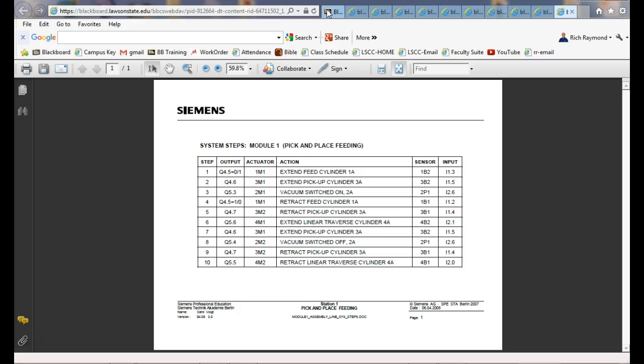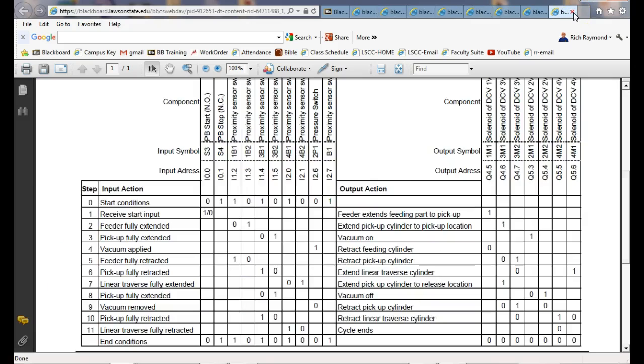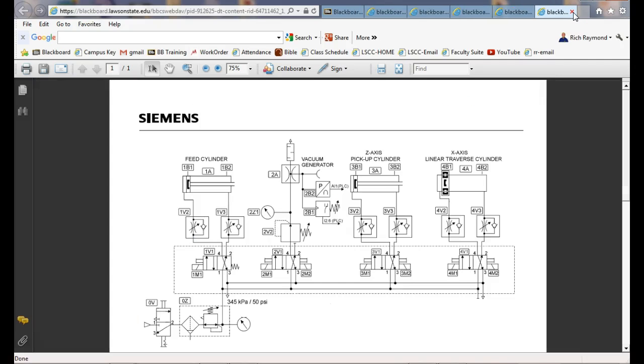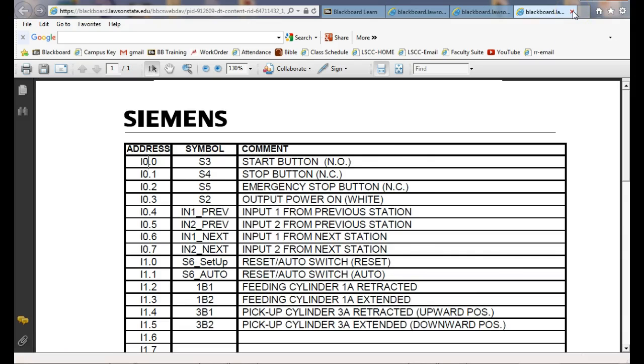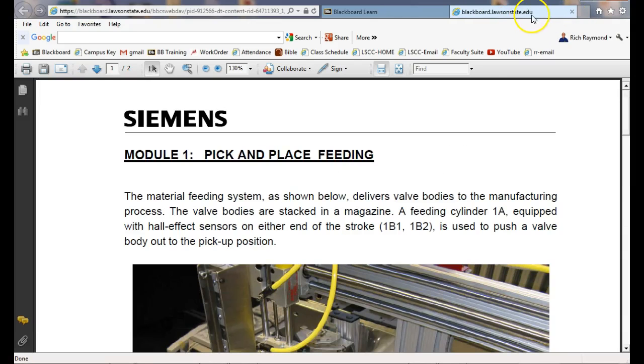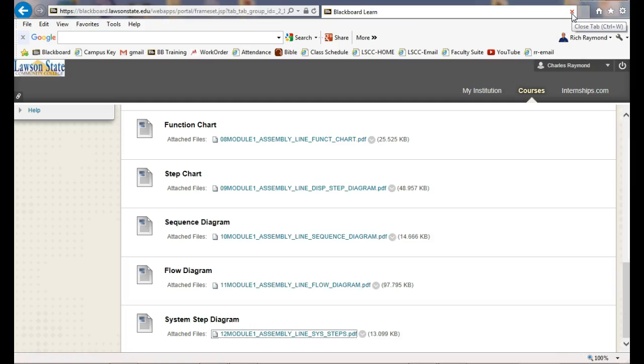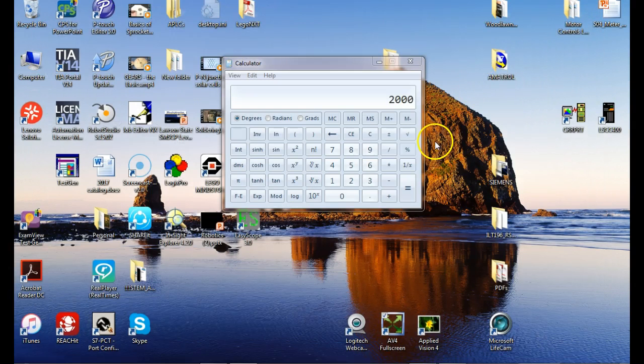So guys, what we need to do now is look at the step charts. Did y'all fill out a lab form? How long did it take? Lab forms are where? We should have done a lab form on the function chart. We should have done a lab form on the step charts. Anybody do one of those?